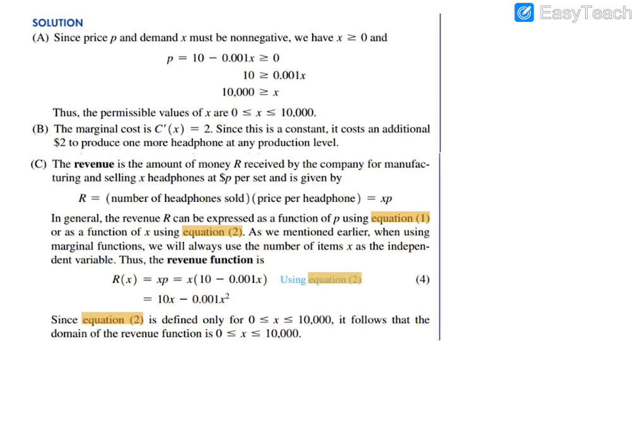In the next page, you can see the solution of part A. Since price p and demand x must be non-negative, both of them are positive. We have x bigger than 0 and p bigger than 0. So we add 0.001x to both sides, and we obtain this inequality. By dividing both sides by 0.001, we obtain x is less than 10,000. So as a result, x has to be between 0 and 10,000.